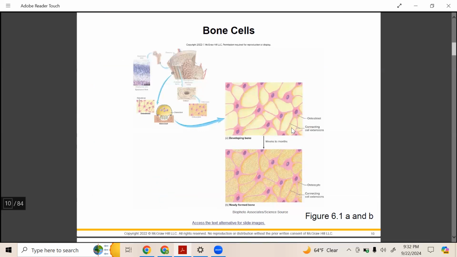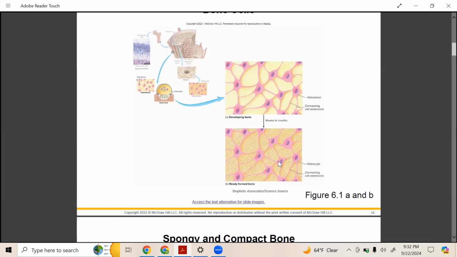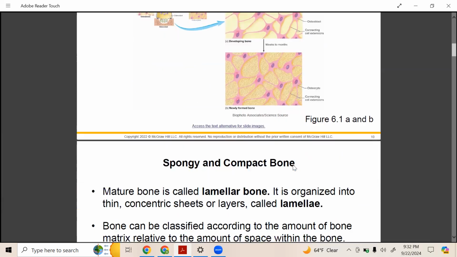So this is developing bones. You see these are osteoblasts. They're laying the bone down, and then as the bone is fully formed, they transform to osteocytes.